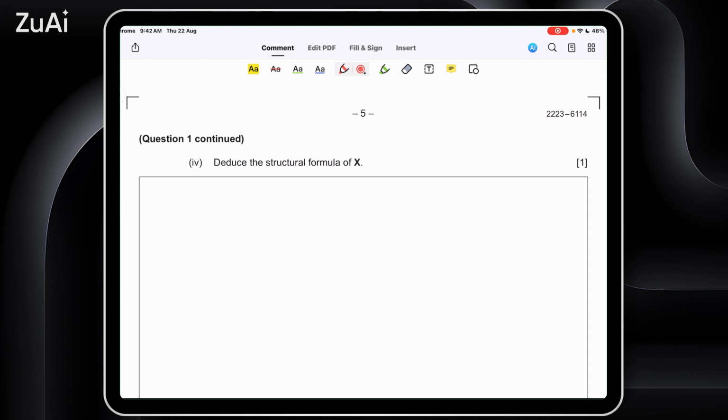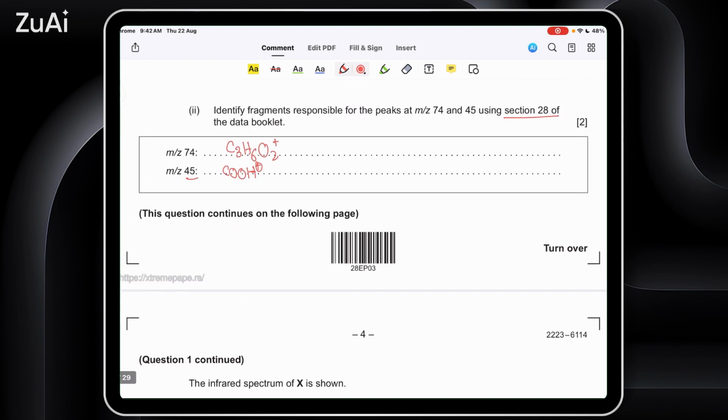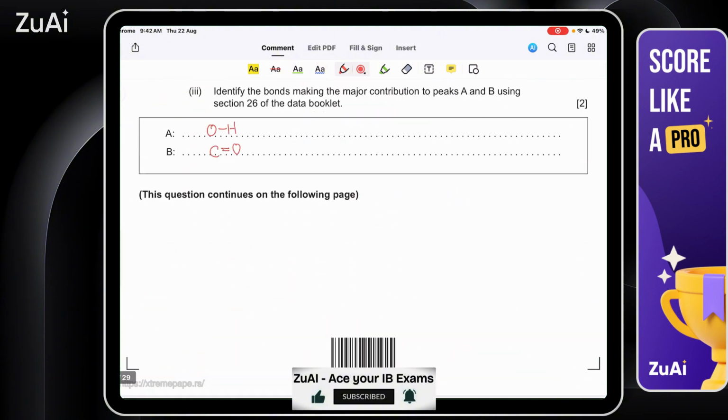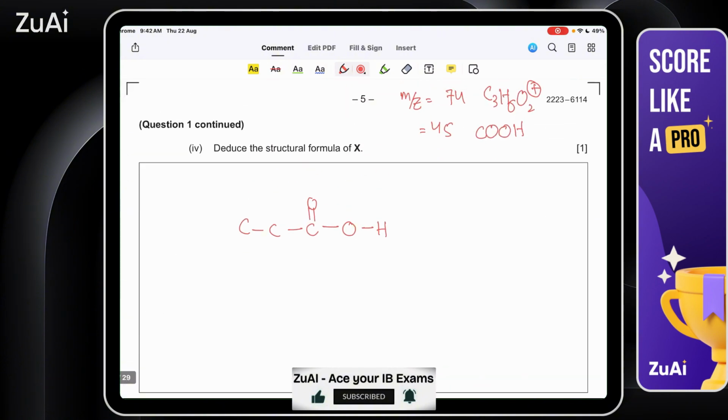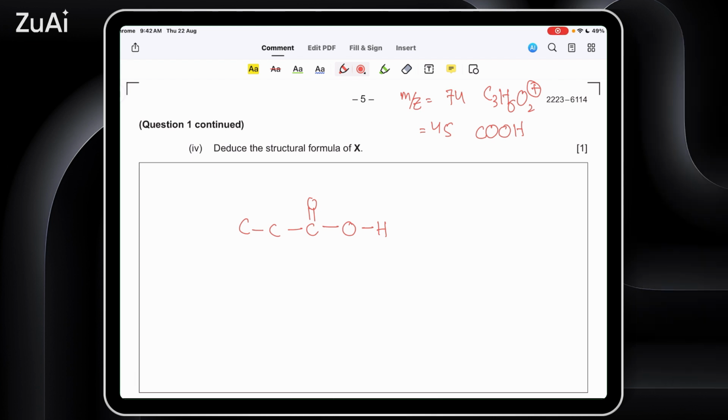Now deduce the structure. So MR is given, that is 74, which is C3H6O2 plus. And at 45, we have the fragment of the carboxylic group, right? So that's why. And it has 3 carbons, and there are 2 oxygens. So it should be a carboxylic group. It can never be an aldehyde or ketone because it does not fulfill the criteria.